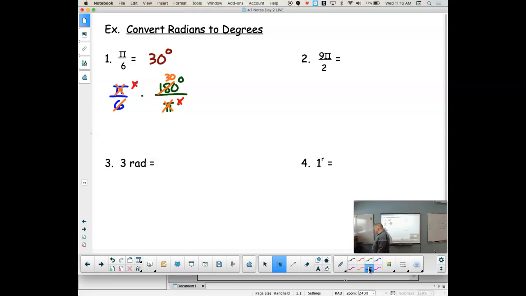Okay? So it's much the same as we were doing, except now our pi is in the basement, or the conversion, the pi is downstairs, so that's where it comes into a little play. What I would like you to do now is do these next 3, convert those next 3 into degrees.